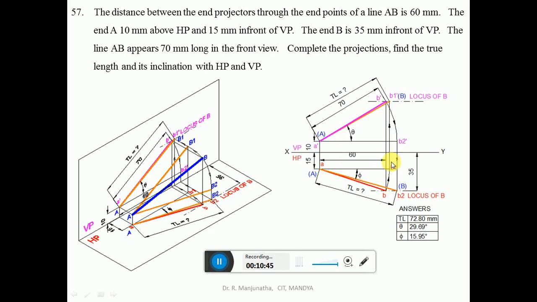So from B1, you draw a vertical projector so that it cuts the locus of B in the front view. That point becomes B1 dash. Since this line is parallel to VP, you get the true length here. So you mark this as A dash B1 dash and join them with a line a little darker than the projector line. And name the true inclination with respect to HP as theta.